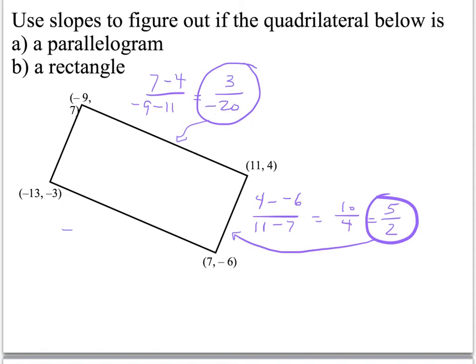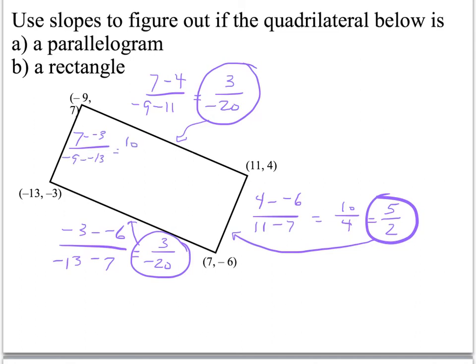Bottom is going to be negative 3 minus a negative 6 over negative 13 minus 7. Minus negative 6 is, of course, going to be taking a positive 6 minus 3, which is 3 over negative 20. That would be that line. And then my last slope is 7 minus a negative 3 over a negative 9 minus a negative 13, which is going to be 10 over positive 4, which is, of course, 5 halves.